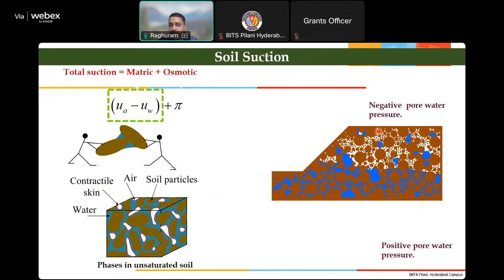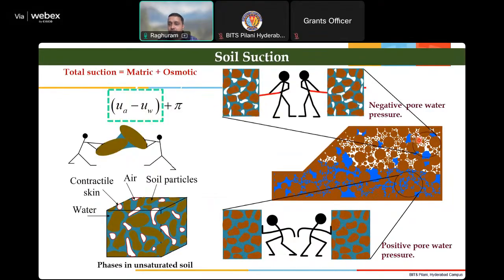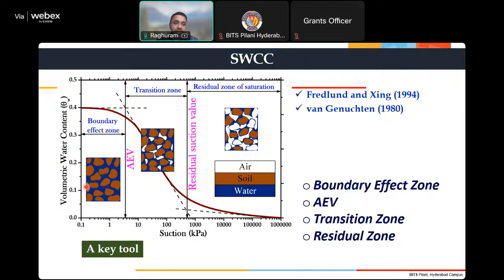If I take a simple slope like this, and if you assume this blue line as a water table, then increased pore pressure pushes the particles away. That means each particle is getting pushed away from the others. But in suction, or in unsaturated soils where you have some air pockets, some water molecules, some soil particles, it pulls the particles together and increases the strength. So there exists a unique relation between soil suction and volumetric water content of the soil that we call SWCC, the soil water characteristic curve.